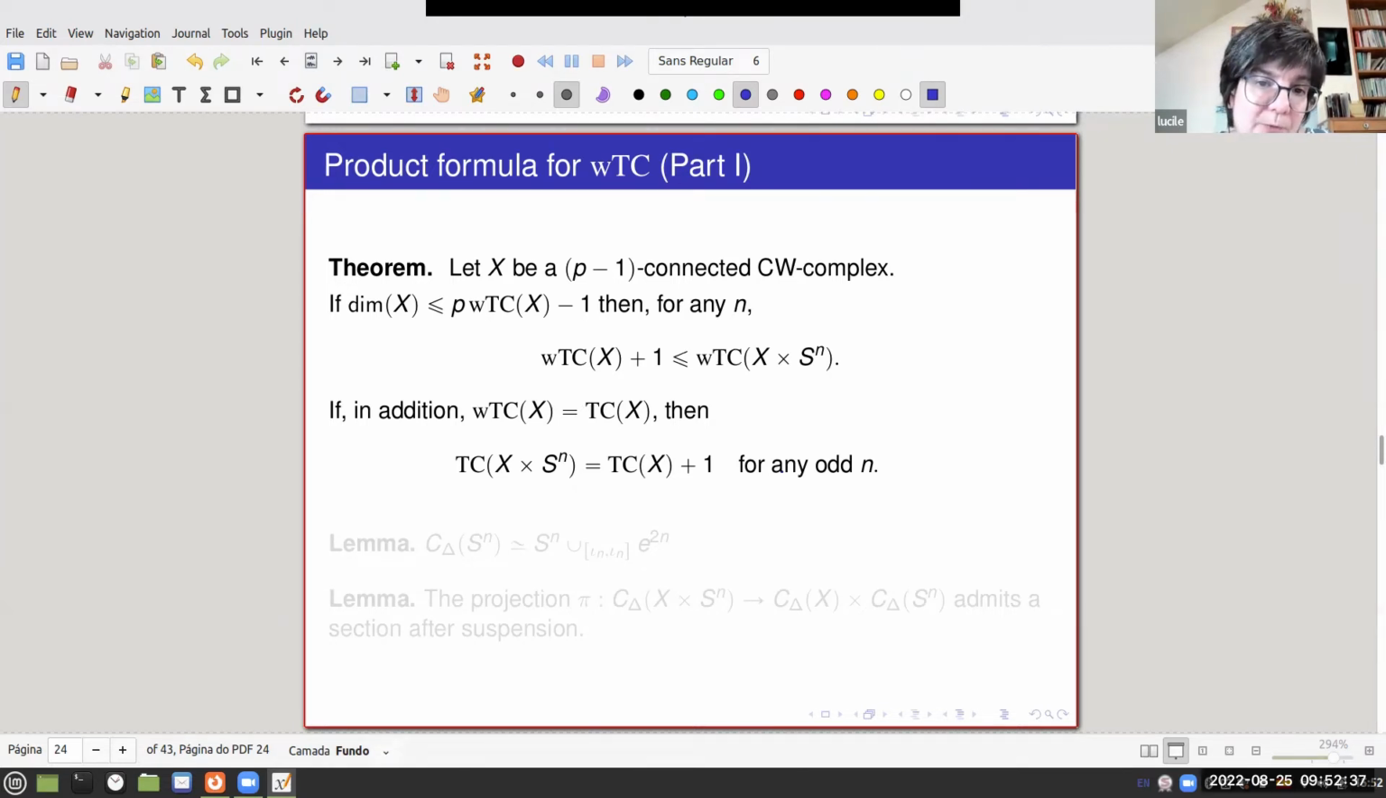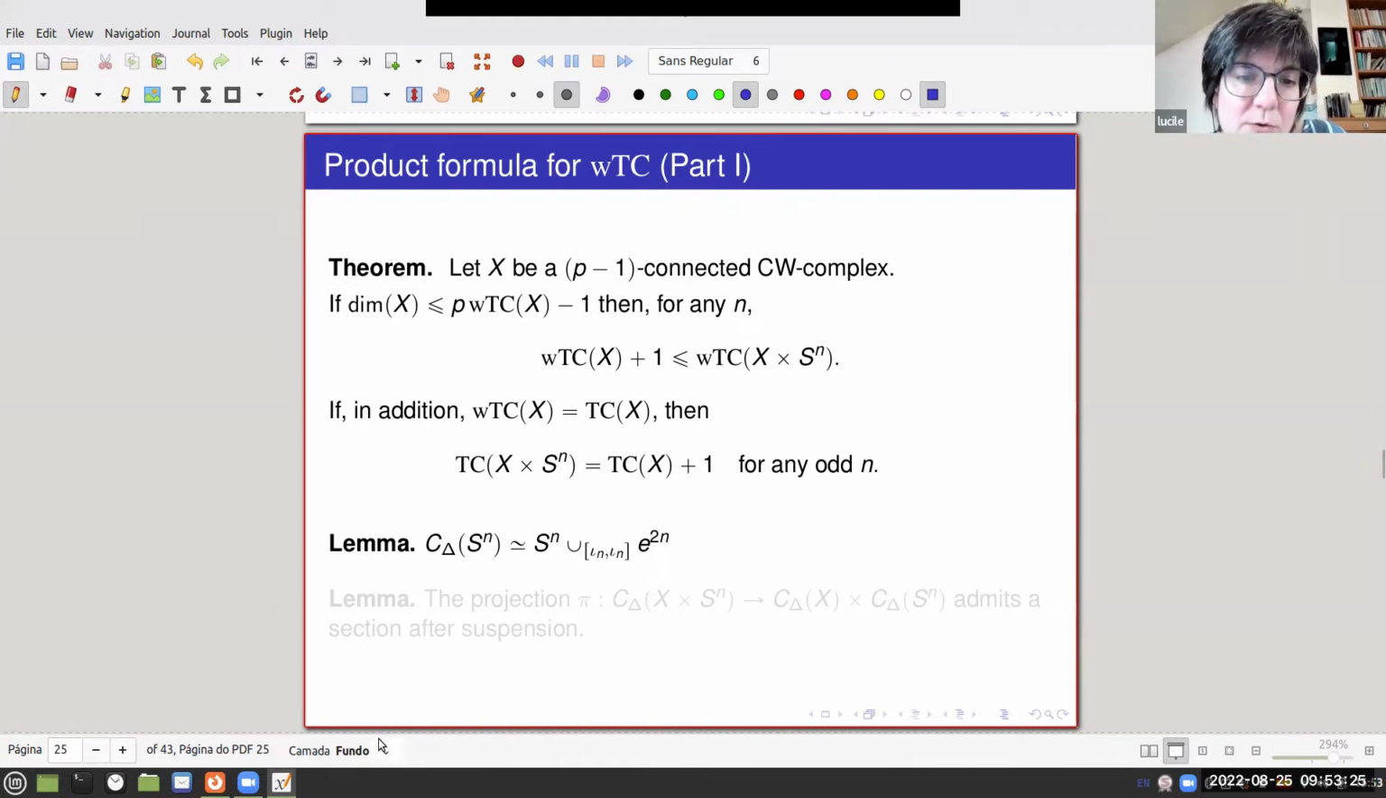Okay, so for establishing this theorem, obviously the strategy was similar to the one of Strom, but using that the weak TC is equal to the weak cat of the cofiber, and we used two more specific results. One we established some years ago: the cofiber of the sphere Sn is homotopically equivalent to this two-cell complex, Sn with a cell of dimension 2n, which is attached along the Whitehead product of the identity of the sphere.